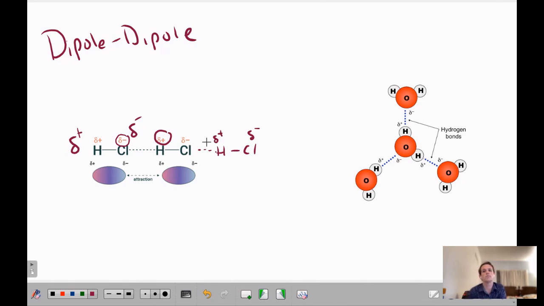All right, so we see some attraction going on here. That's a dipole-dipole. Now, there is such a thing as an induced dipole.